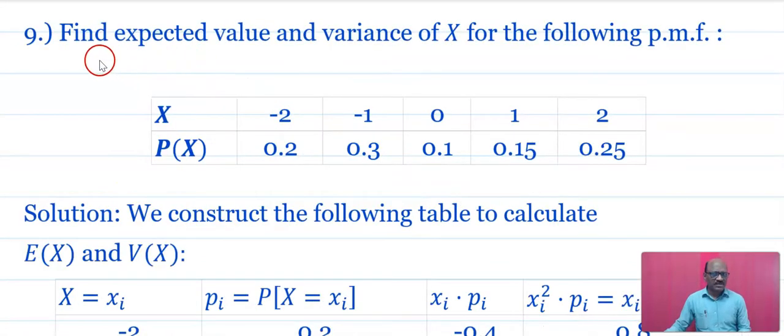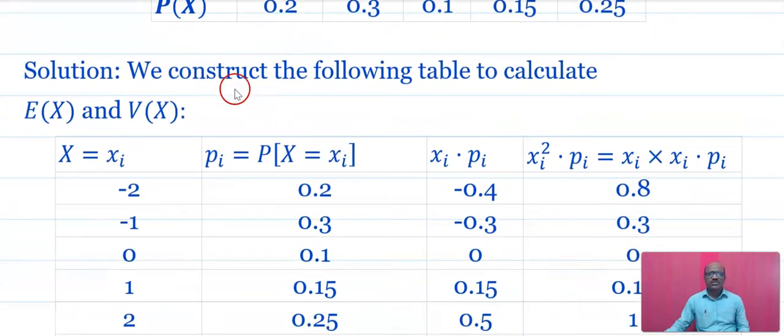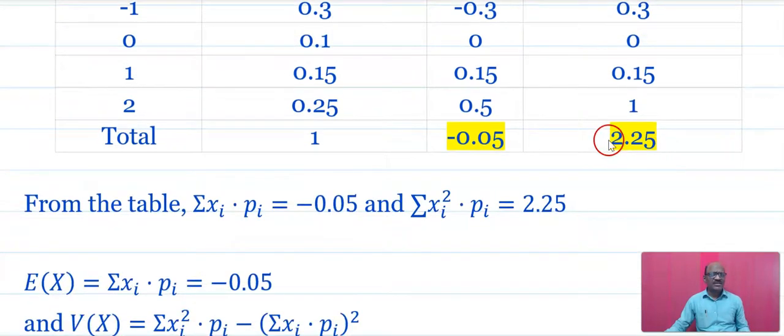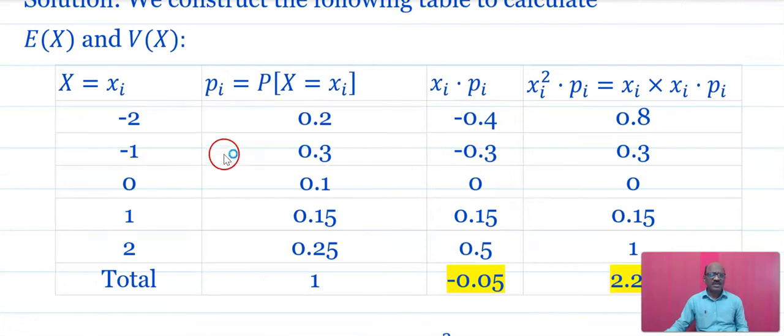Now the next problem: find the expected value and the variance of x for the following probability mass function. The values of x are minus 2, minus 1, 0, 1, 2, and their respective probabilities are 0.2, 0.3, 0.1, 0.15, 0.25. So we construct the following table to calculate the E of x and V of x. The values of X are xi: minus 2, minus 1, 0, 1, 2, pi is their respective probability, then xi into pi, and xi square into pi. You will get the table with their multiplications, and you can also perform this table.